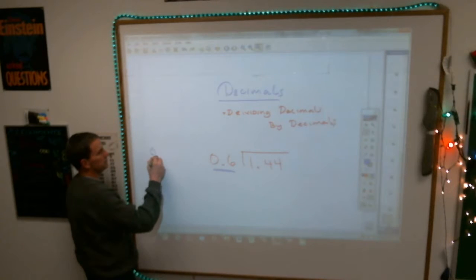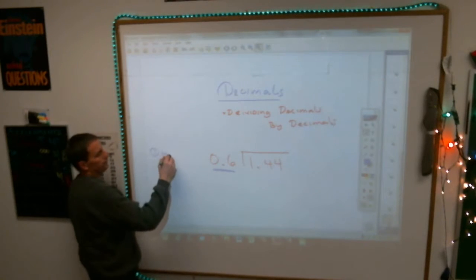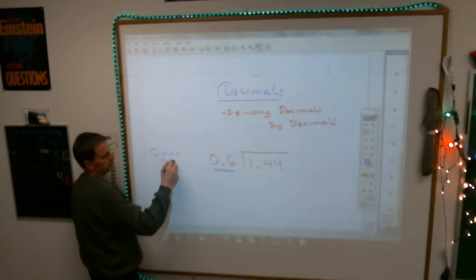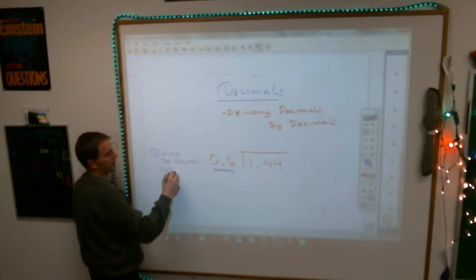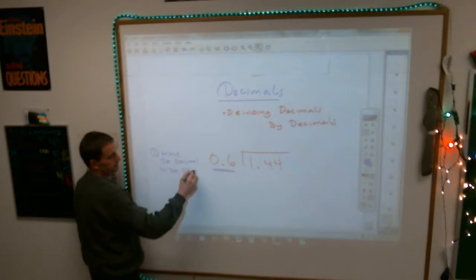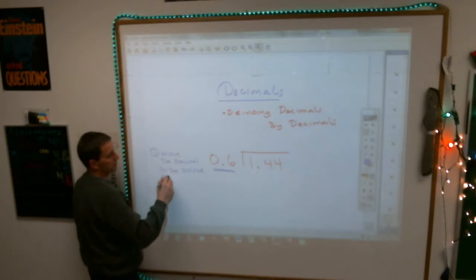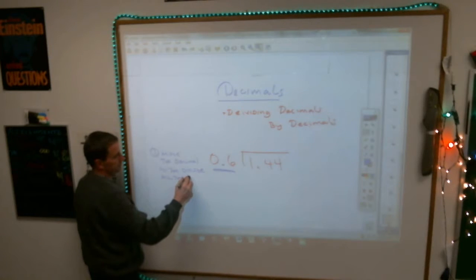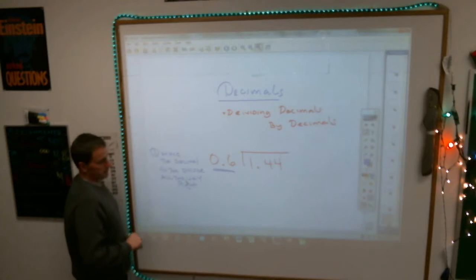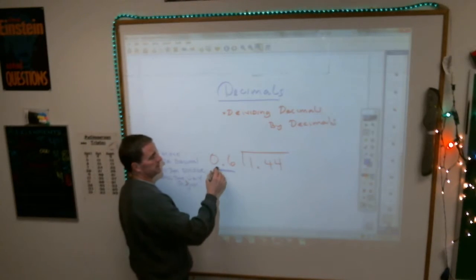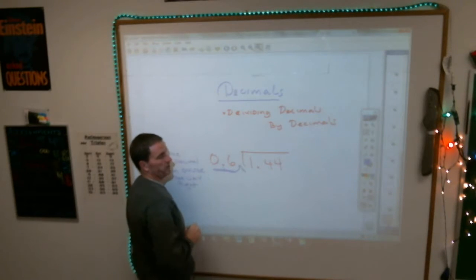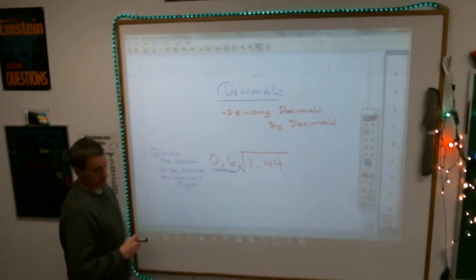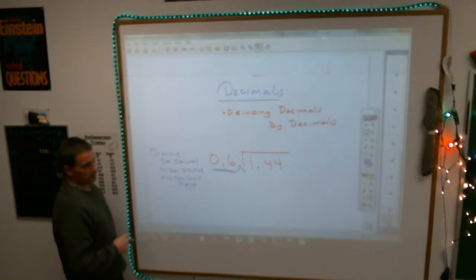Step number one is you need to move the decimal in the divisor all the way to the right. In other words, you are just going to take this and change it from being 6/10. You're going to move it right here and just make it the number 6. You're going to make it a whole number, just like before.